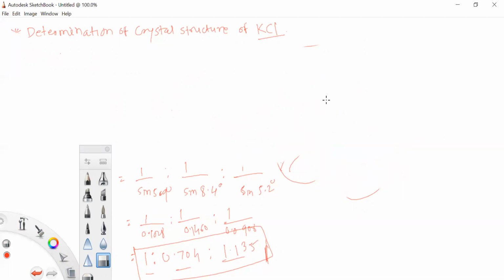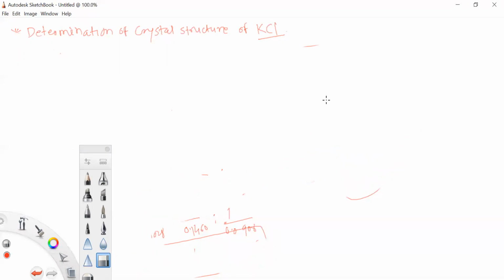Okay, this is all about the crystal structure of NaCl.